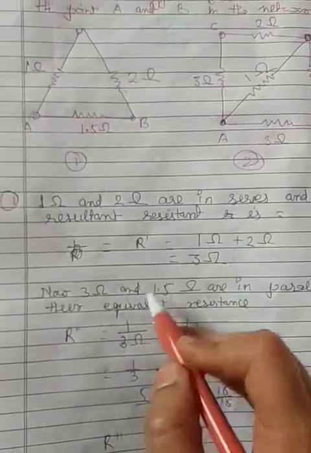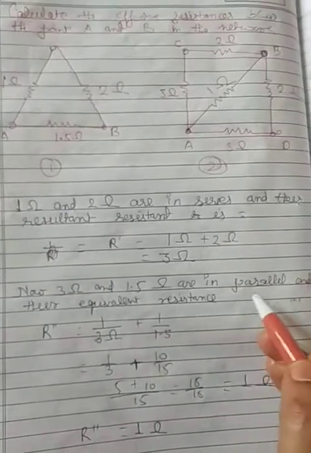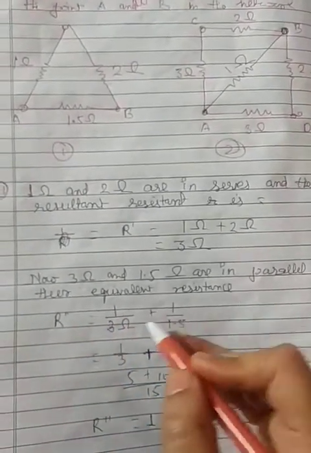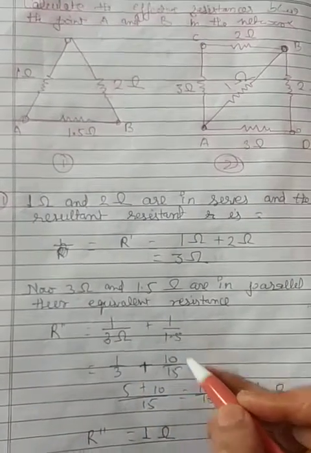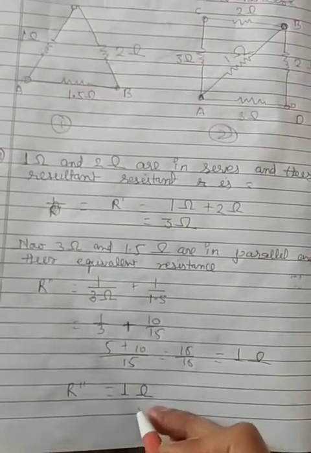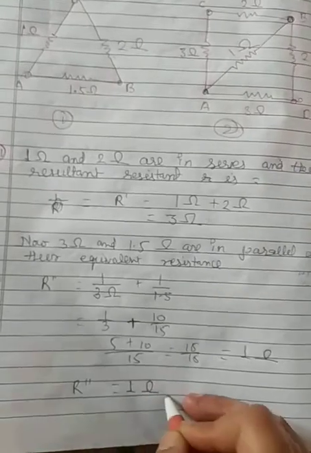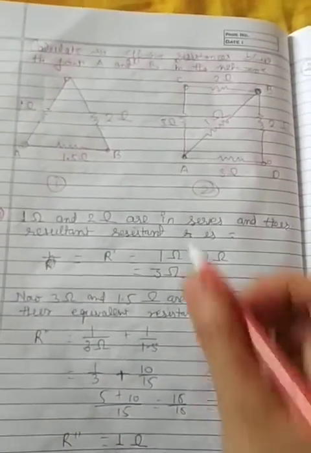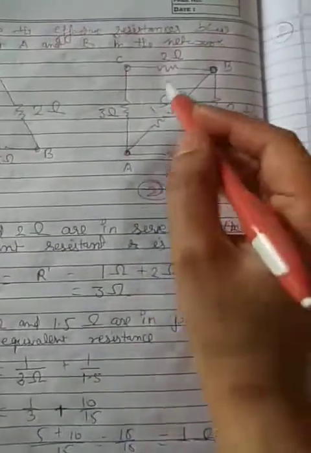Now 3 ohm and 1.5 ohm are in parallel, and their equivalent resistance is 1 upon 3 ohm plus 1 upon 1.5. Then solve it. After solving this we will get 1 ohm. Okay, this is the total resistance between the points A and B. Now next is this circuit.